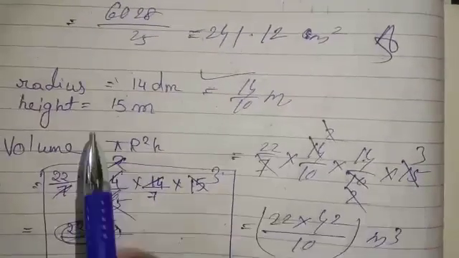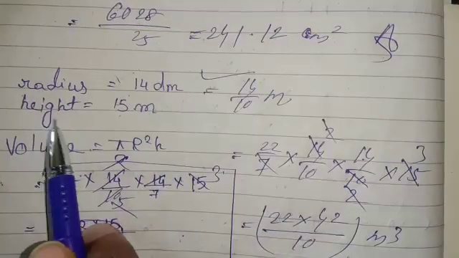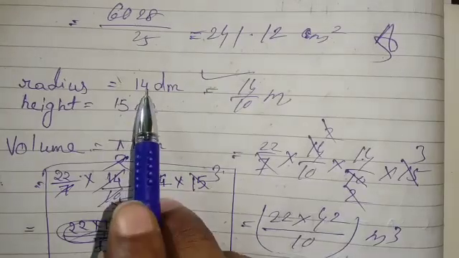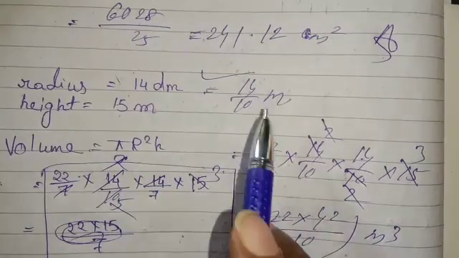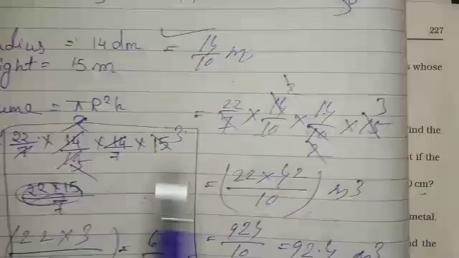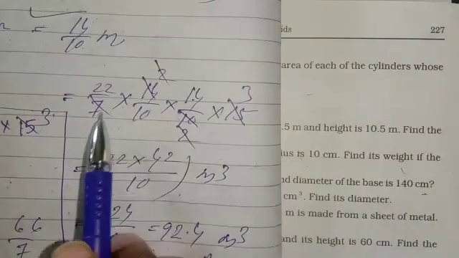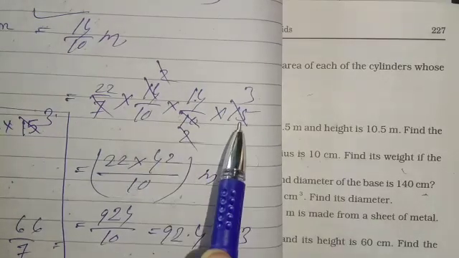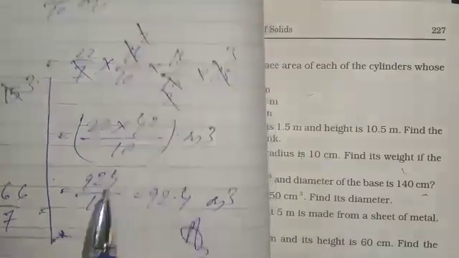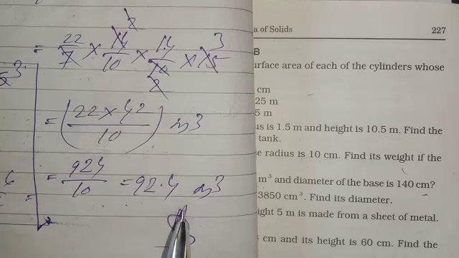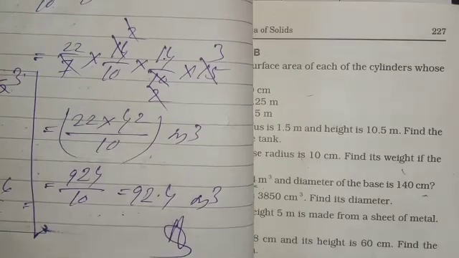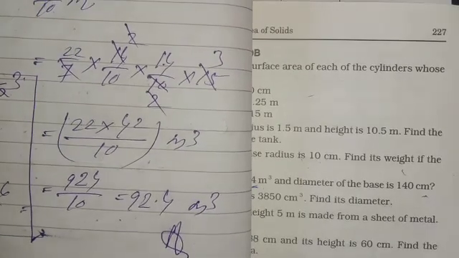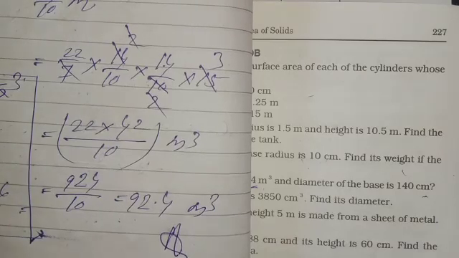The third part: radius given 14 decimeter, height given 15 meter. Convert the decimeter to meter: 14 by 10 meter. Volume formula is pi r square h. Just calculate. Pi means 22 by 7, radius 14 by 10, 14 by 10, into height 15. After simplification it is coming 92.4 meter cube. This is the volume of the cylinder having radius 14 by 10 meter and height 15 meter. Let us go.